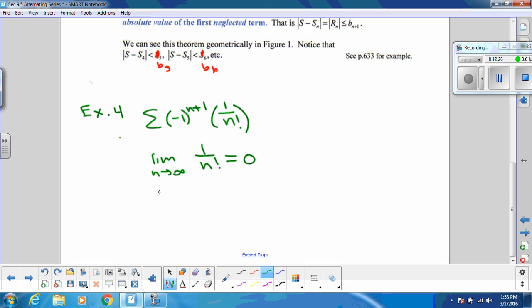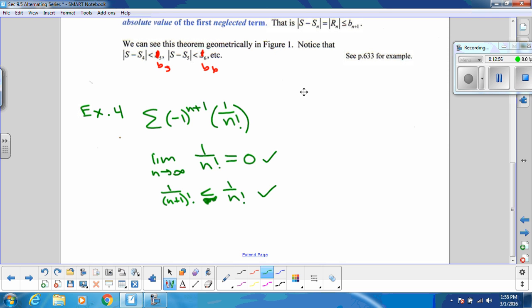So that first criteria, actually it's the second condition, but we like to check that first. Then, is 1 over n plus 1 factorial always going to be less than 1 over n factorial? I'm sorry, this shouldn't be equal to, it's just strictly less than. And yes, absolutely, this denominator will always be larger, so that's true. So we have those 2 conditions met.